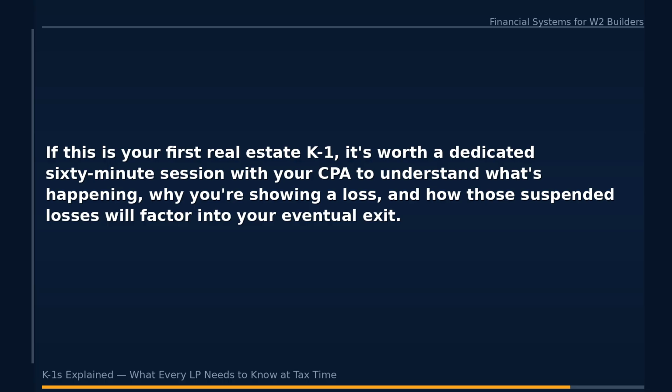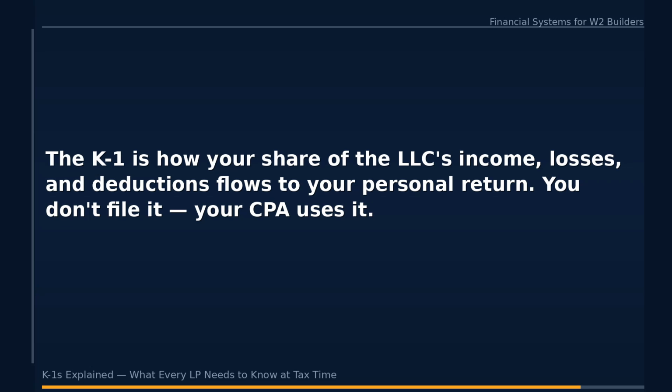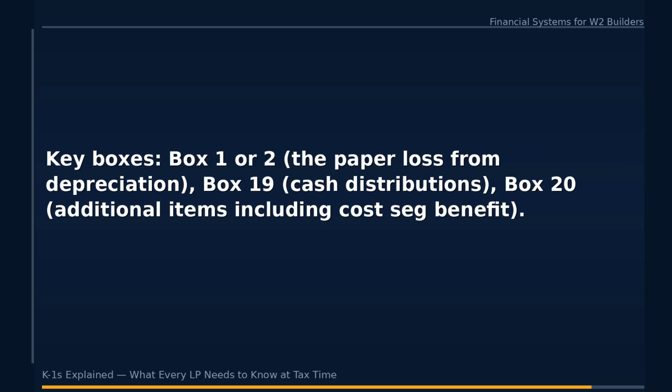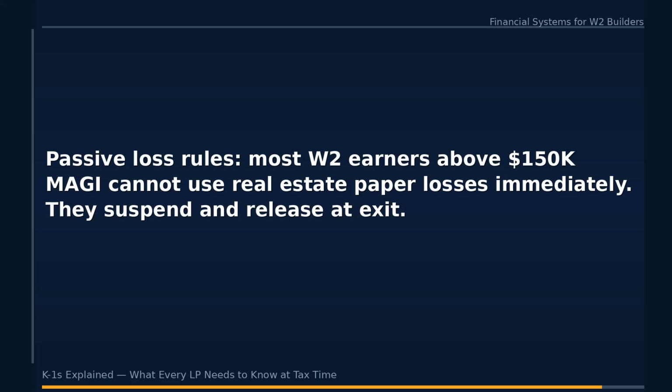Here's the summary. The K-1 is how your share of the LLC's income, losses, and deductions flows to your personal return. You don't file it, your CPA uses it. Key boxes: Box 1 or 2, the paper loss from depreciation; Box 19, cash distributions; Box 20, additional items including cost seg benefit. Passive loss rules: most W-2 earners above $150,000 MAGI cannot use real estate paper losses immediately. They suspend and release at exit.